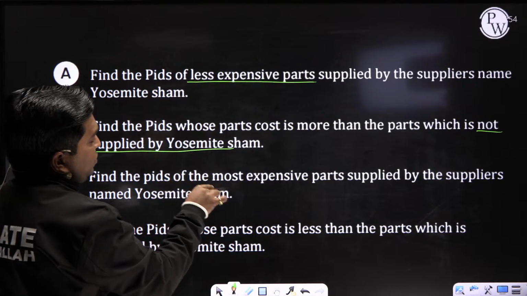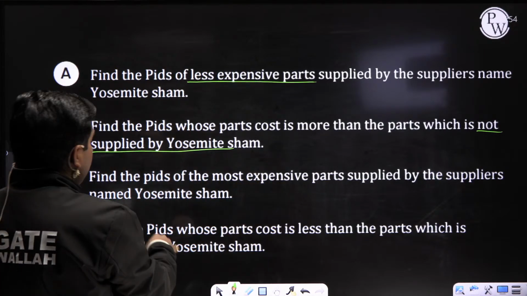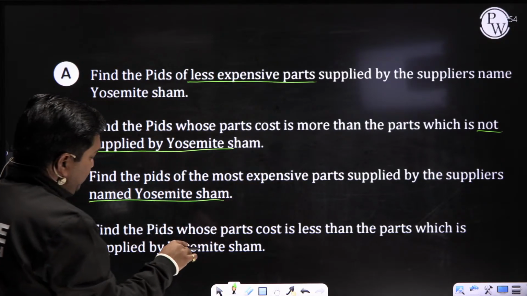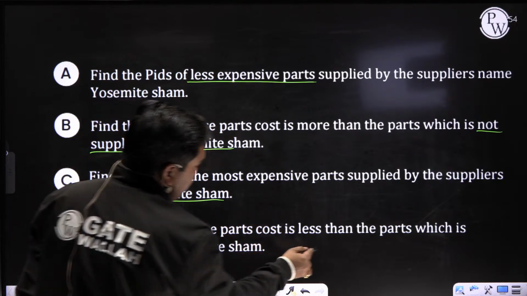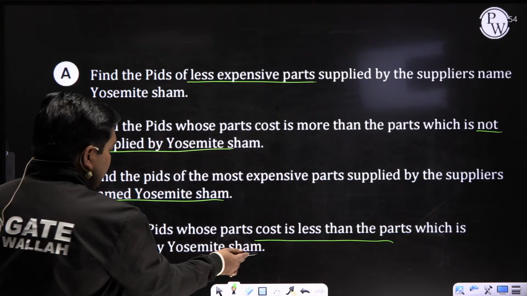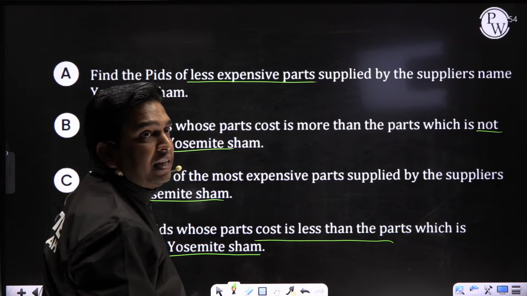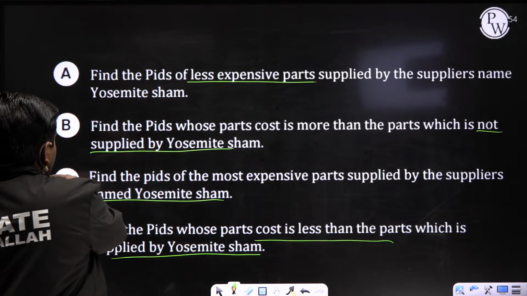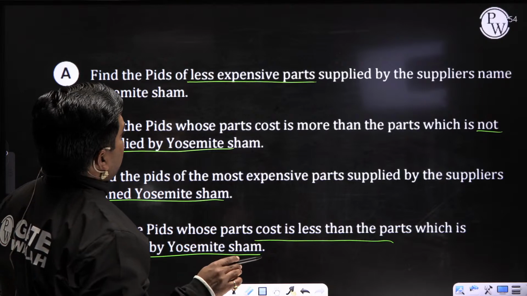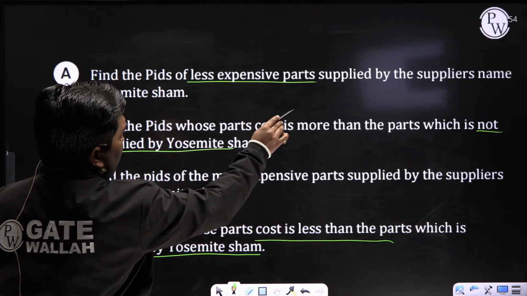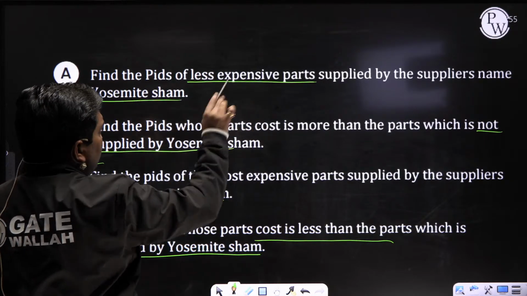Find the PID of the most expensive part supplied by the supplier name Yosmith. Find the supply PID whose parts cost less than the parts supplied by Yosmith. Tell me. Yes, very good. Why? Please try to understand. The first one is saying less expensive part. Yosmith, same, says less expensive.